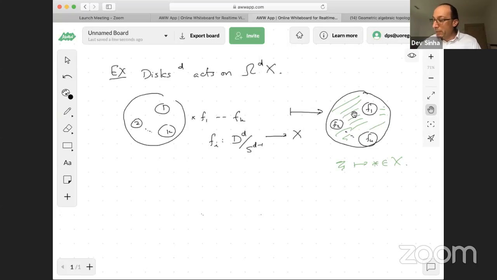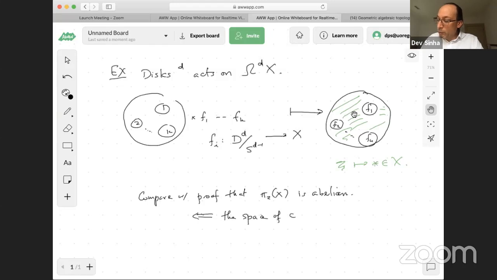And, you know, some of the history, I really sort of trace this back to, so compare with the standard proof that pi 2 of X is abelian, we could say that that really means that that's going to be implied by the space of choices of multiplication on loops squared X is connected.